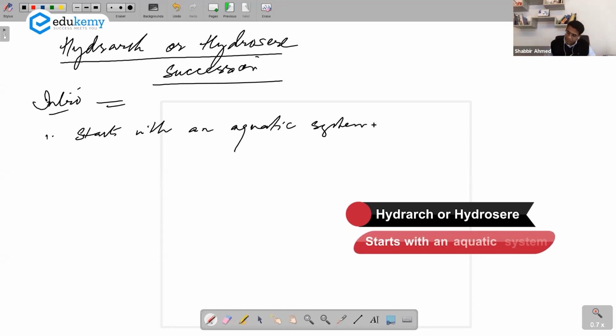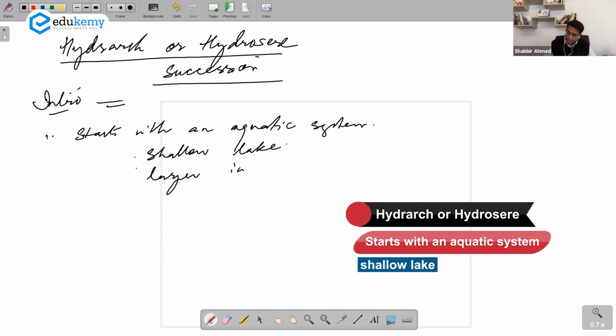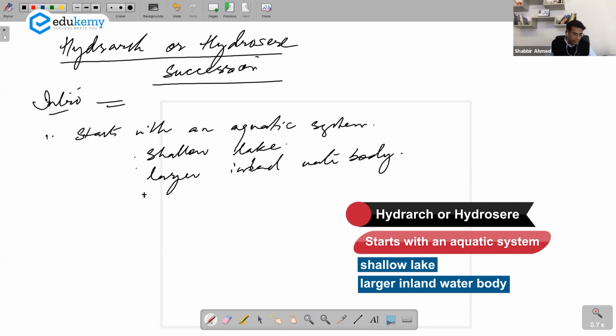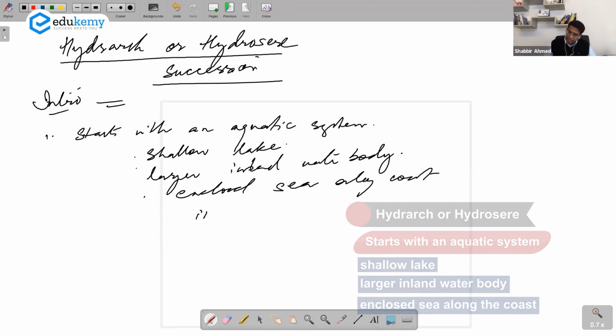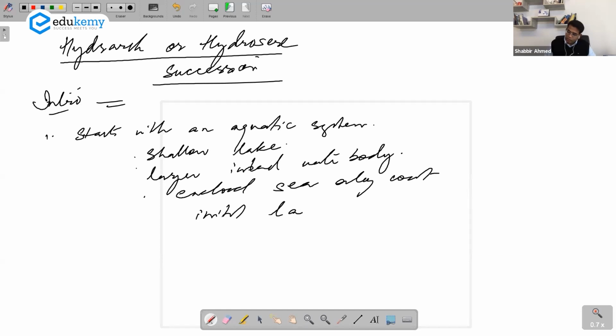aquatic system. It could be a shallow lake. It could be a larger inland water body. It could also be an enclosed sea along the coast. It could be the initial stage of a lagoon. Any of these, it's an aquatic system. It starts with this. Okay.